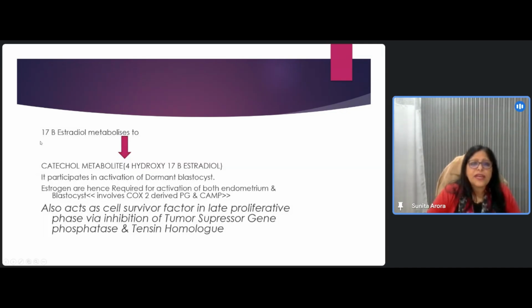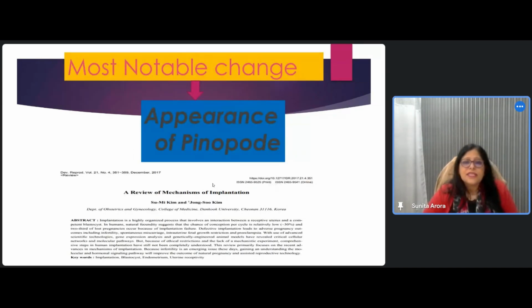There is a metabolite of 17 beta estradiol, which is catechol metabolite, which participates in the activation of dormant blastocysts. So for the blastocyst which you are going to put, the estrogen which is being produced in the body, either given exogenously or coming from the follicle during the stimulated cycle, helps in activation of that dormant blastocyst as well. Similarly, progesterone is responsible for appearance of pinopods.